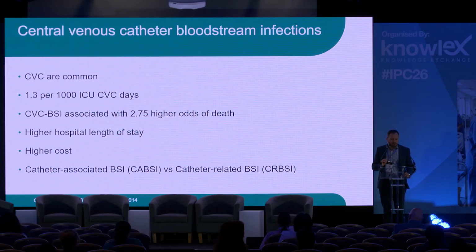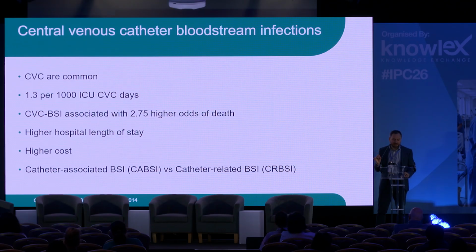I'm going to make a small point on definitions because it becomes relevant later in the talk. When we talk about central line associated bloodstream infections, we broadly split them into two. Catheter-associated bloodstream infection is essentially a laboratory diagnosis: did you have a blood culture with a potential pathogen, and did you have a central line at the time? Versus catheter-related bloodstream infection, which is a clinical diagnosis. So you need much more data around signs and symptoms of infection. That's quite relevant for later on.